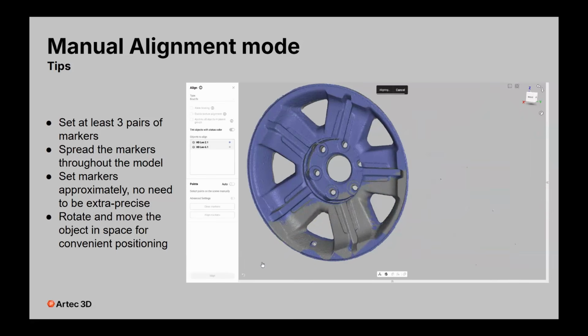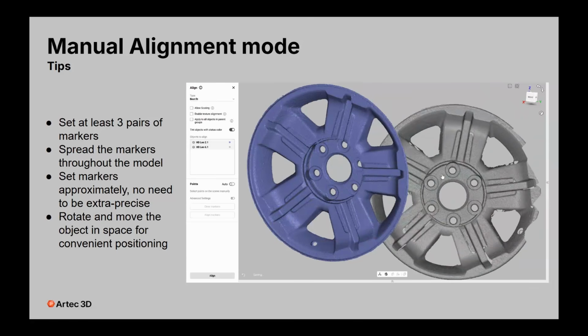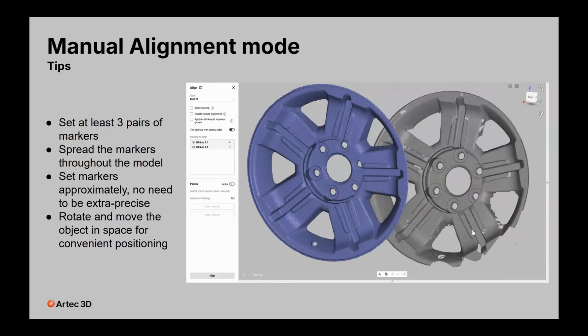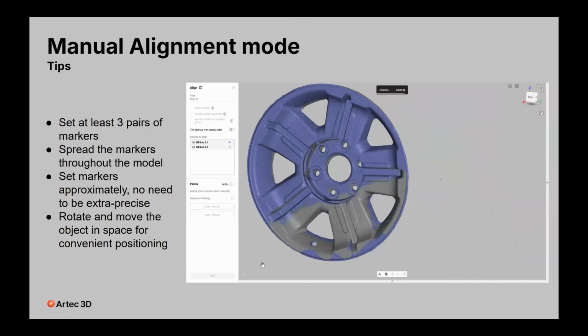So yeah, this may be really time consuming, and it might be more difficult for you to find the common points between those scans. That is why I would always recommend to rotate your scans so that it would be easier for you to match them together.